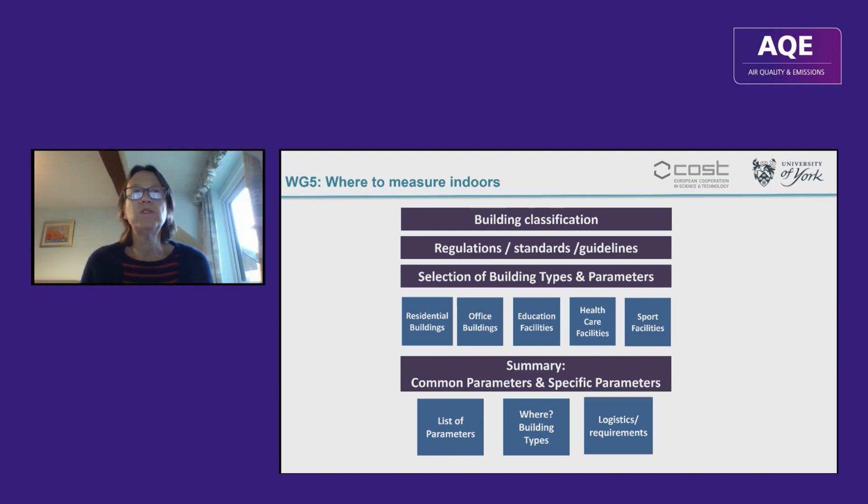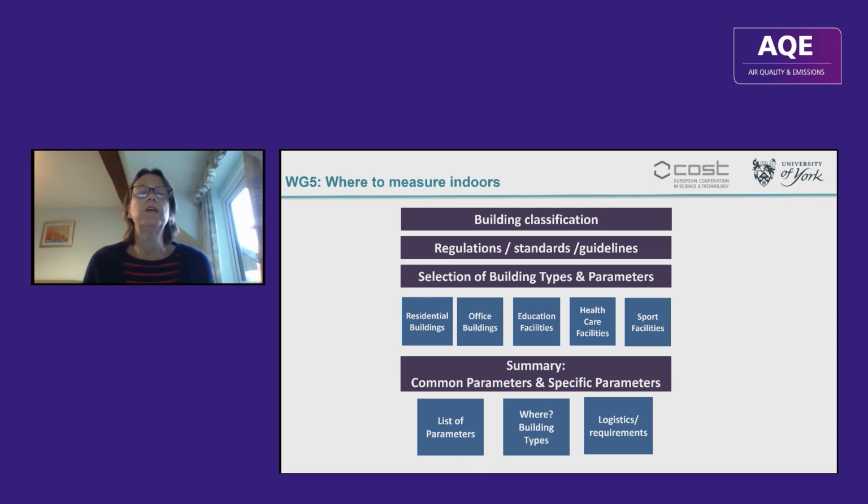So we've been focusing on 5 main types of buildings. Residential, like I said at the start, we spend most of our time in our homes. It's the most important microenvironment for all of us. And then we're going to be looking at office buildings, schools, healthcare facilities, and sports facilities. Those are the places that there is most literature for and where we spend most of our time.